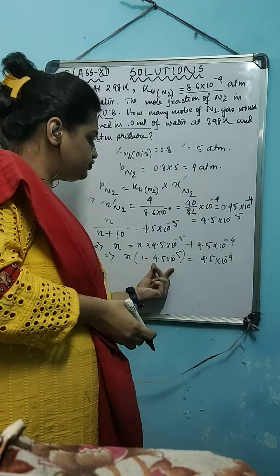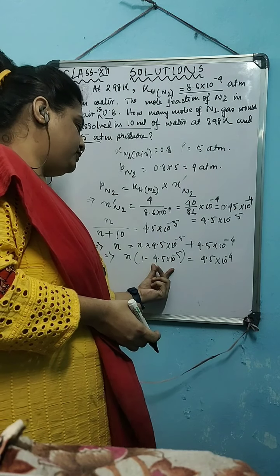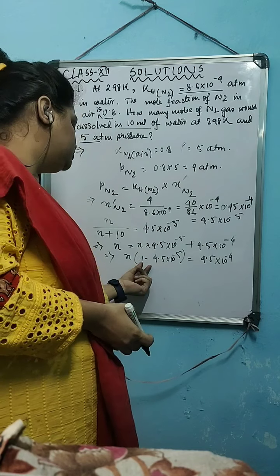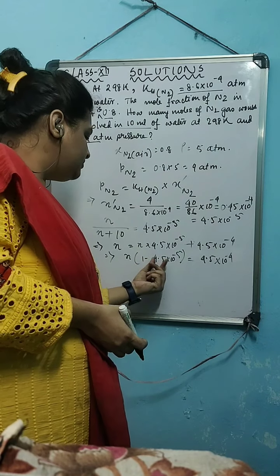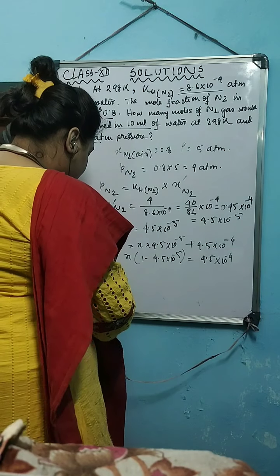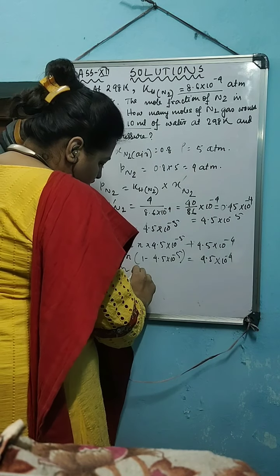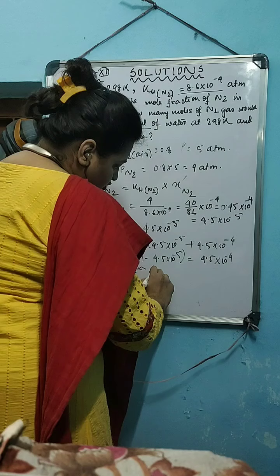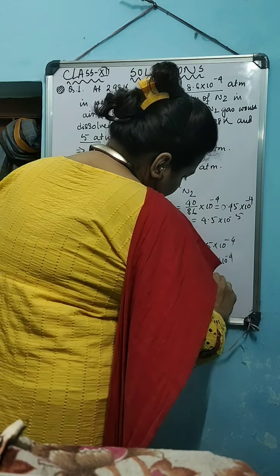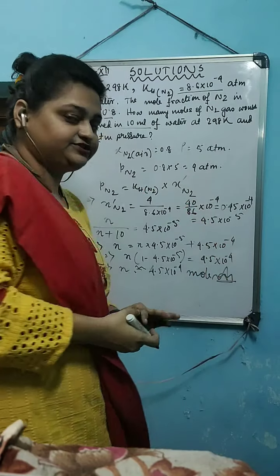This magnitude 4.5 into 10 to the power minus 4 is very much small compared to this 1. That's why 1 minus this is almost equal to 1. That's why you can say N is almost equal to 4.5 into 10 to the power 4 mole. This is my mole number for nitrogen that has been dissolved into the solution.